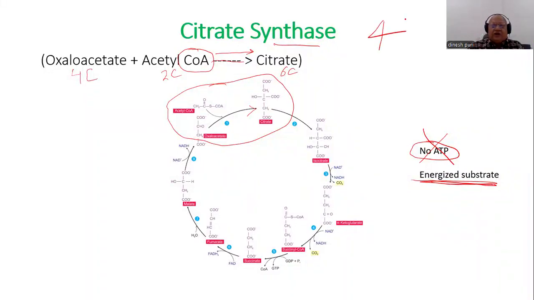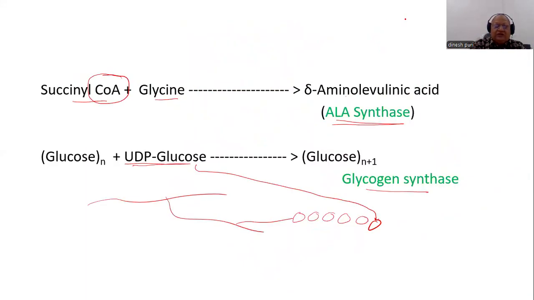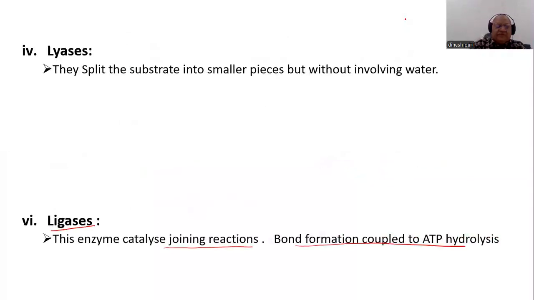If we look at class 4, what are these class 4s? They split the substrate into smaller pieces non-hydrolytically, without involving any water. So what we had seen until now was synthases as if they are catalyzing the condensation reaction, but here the definition is different. So how do we correlate? Both are correct actually.